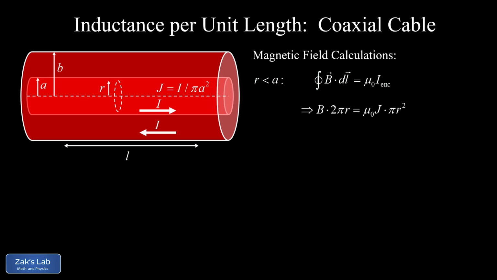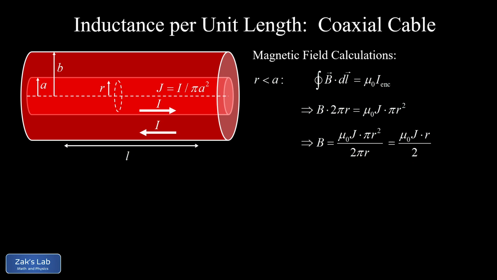On the left-hand side, I've done all that to decompose the integral: we pulled the B out, we integrated dl, and we got 2 pi r. On the right side, I've computed I enclosed. Remember that J, the current density, is the current per unit area. So if I multiply by the area of the Amperian loop, I get the current passing through the loop, which is J times pi r squared. We go ahead and solve for B by dividing both sides by 2 pi r. Now we clean things up a little bit, canceling a factor of pi and a factor of r, and we arrive at this expression for the magnetic field inside the inner conductor.